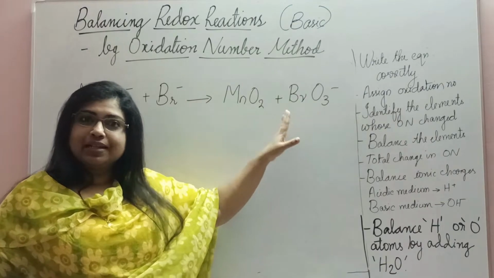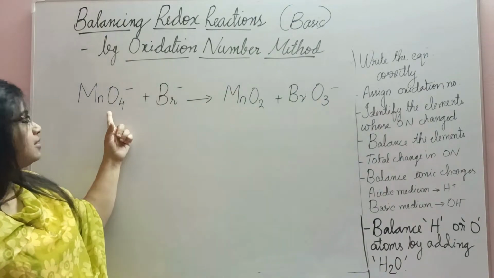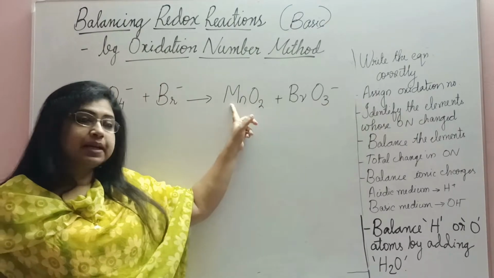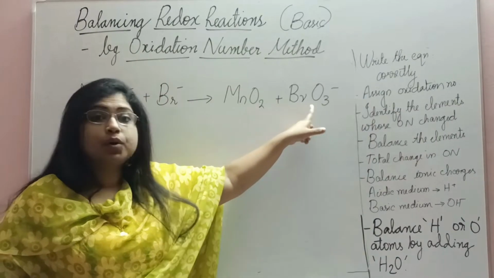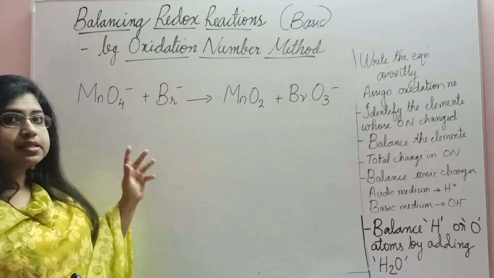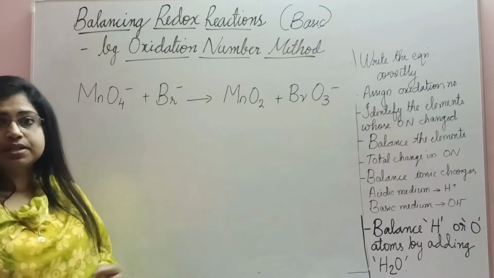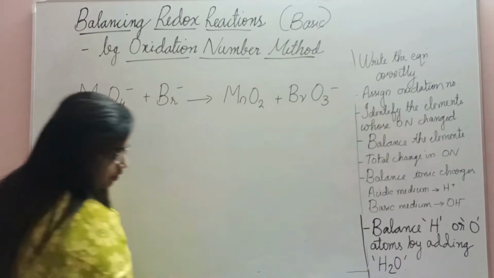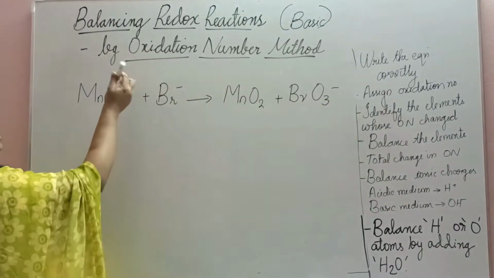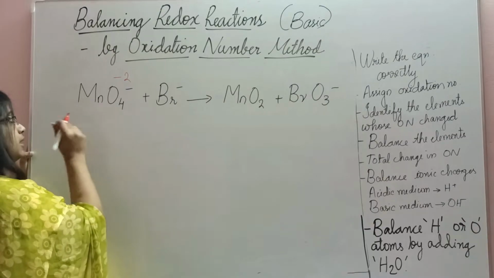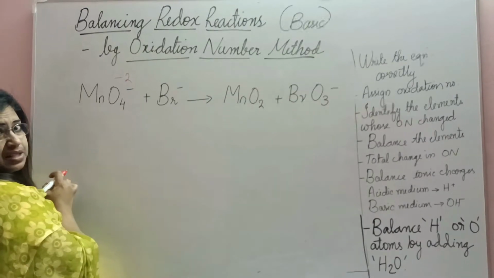Write the equation correctly. We have already written it. This is permanganate ion, bromide ion, manganese dioxide and bromate ion. Okay. The next step is to assign oxidation number. So how will you assign oxidation number? Oxygen atom we already know it is -2. How will you assign the oxidation number of manganese? It's very easy, okay.